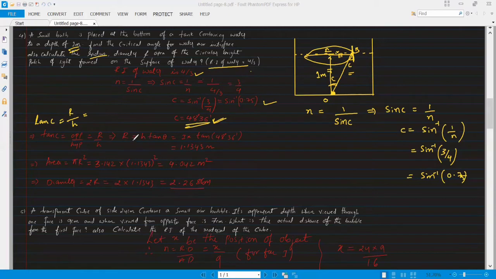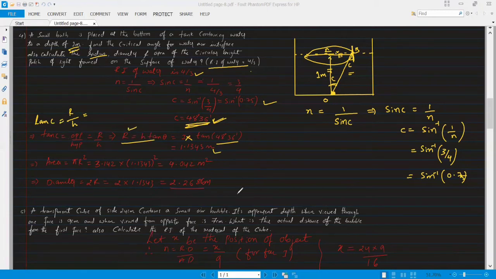So r by h. So r is equal to, if we bring h to this side, h tan theta. h is given as 1 meter, and tan of C is tan of 48 degrees 36 minutes. If you calculate this, it is going to be 1 into 1.1343, that is 1.1343 meter. You got the value of r now.